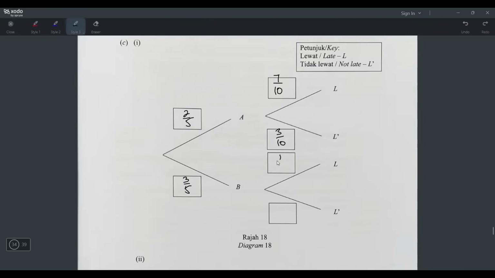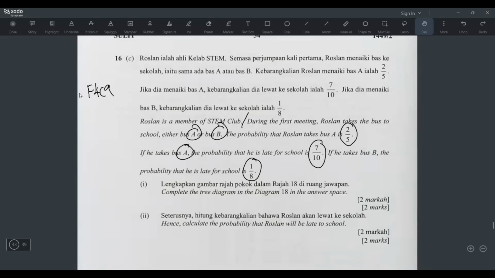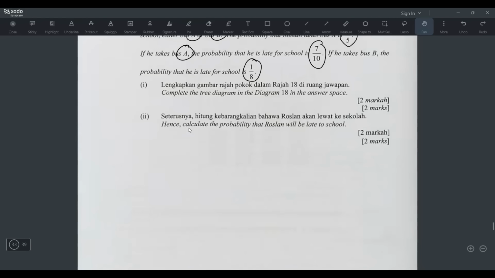L lah, for late, right? So L lah. And then this one is 1 minus 1 over 8, so 7 over 8. Okay, done. So easy. That's all. Number 2. Hence calculate the probability that Roslan will be late to school.